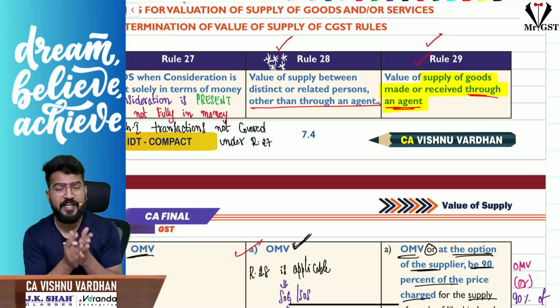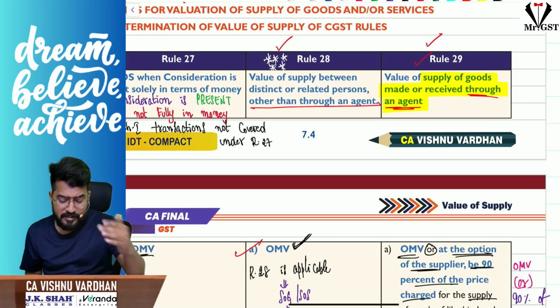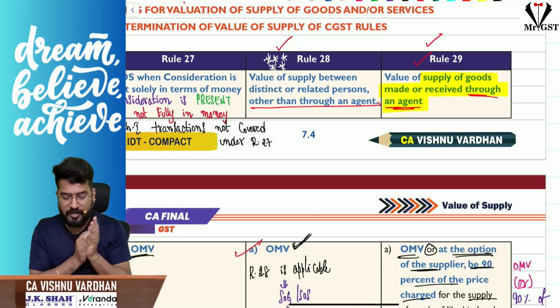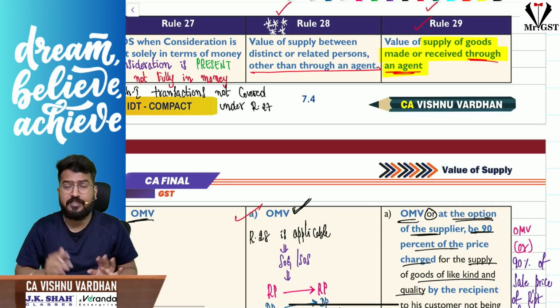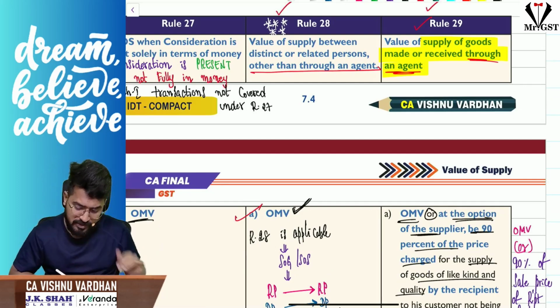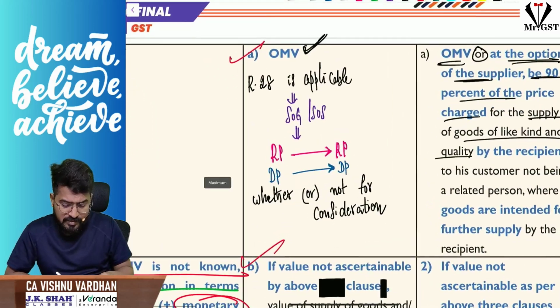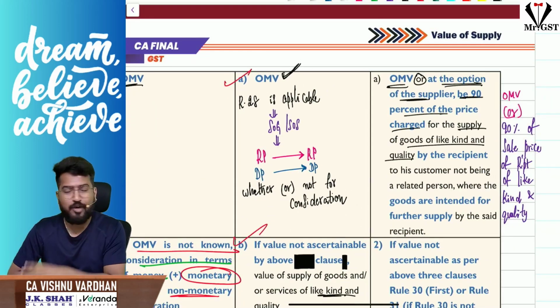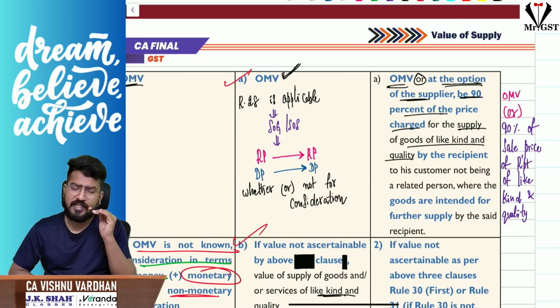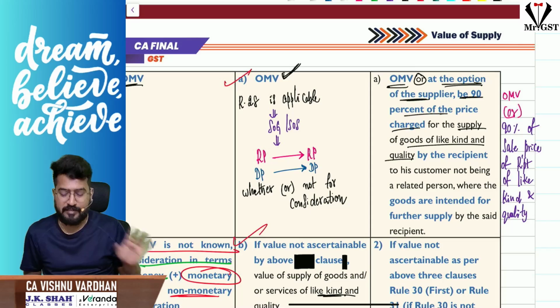Yes, now rule 28, a very important rule. Rule 28 is all about value of supply between distinct persons or related persons, other than through an agent. Other than through agent, very important, because through agent rule 29 will come into the picture. So rule 28 is applicable when there is supply of goods or services between related persons or distinct persons, whether or not for consideration. Please remember this. Straight away you have to apply rule 28. That is the concept.